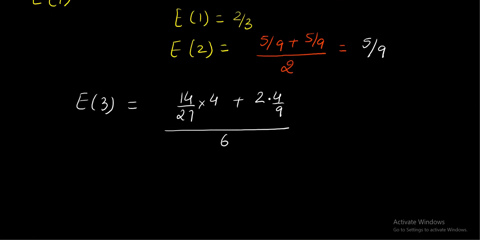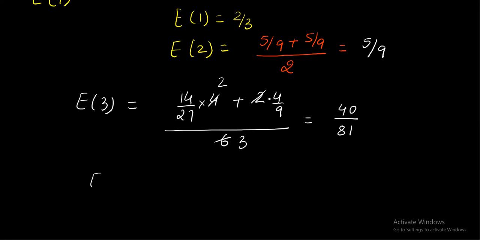We need to get the average, the mean value. So the mean value of total length after the third split is going to be equal to 40 divided by 81. You can take this 2 common. You can cancel it from the denominator. Now you just solve the numerator and check what you are getting. So you will be getting 40 divided by 81. So E3 also we have calculated.